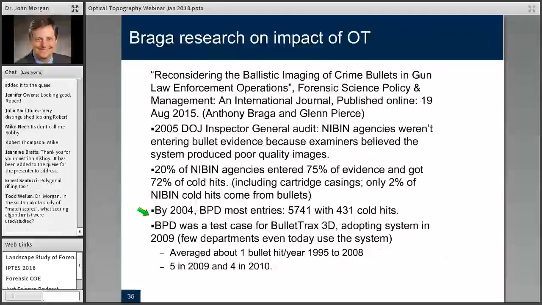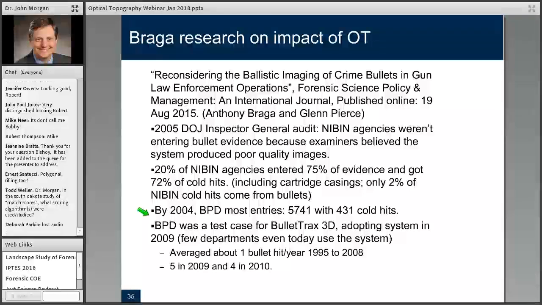So that's extraordinary. And he looked more recently, in 2015, at this whole issue of ballistic imaging, and in particular how well you can get bullet hits, as well as how well NIBIN agencies were entering evidence. And the fact is that, five years ago, ten years ago, before the advent of Brass Tracks, there were a lot of agencies that were not putting a lot of evidence into NIBIN.